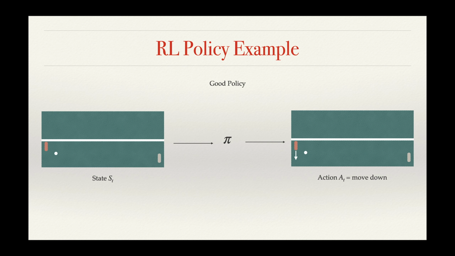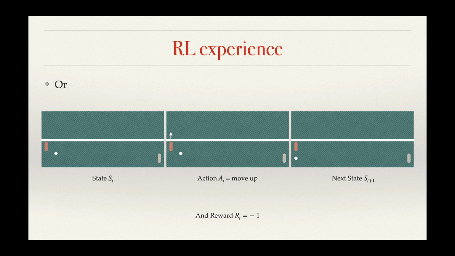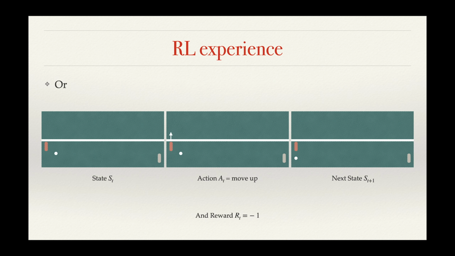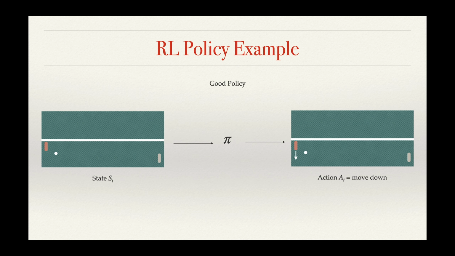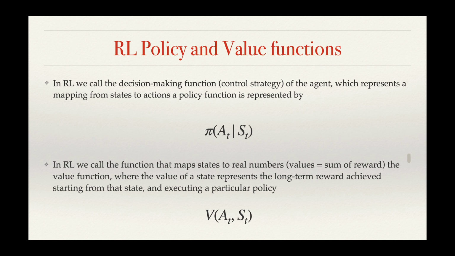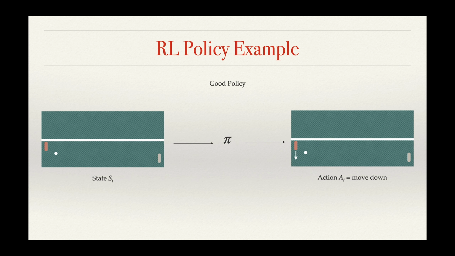For example, if I look here and I know that the agent is going down, then the future expected state, actually you can see it. Yeah, I'll talk about it later. Let's talk now about the policies.